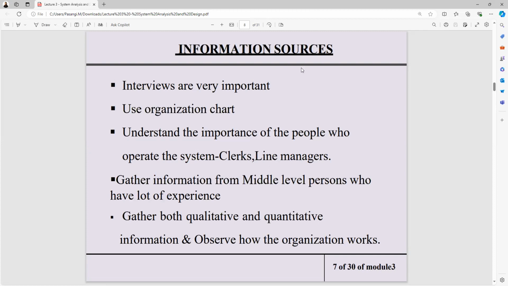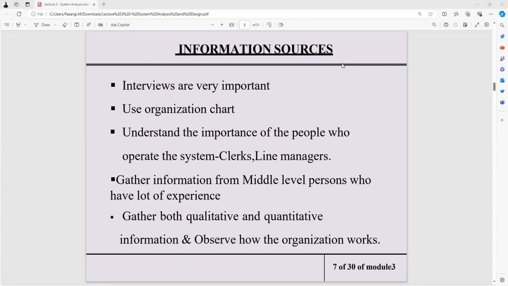Now, not only that. What about the interviews? When it comes to information sources, these interviews are also very important when we collect all this data to get information. Not only that, we need to use the organization chart, and we need to understand the importance of the people who operate the system, for example the clerks and line managers also.